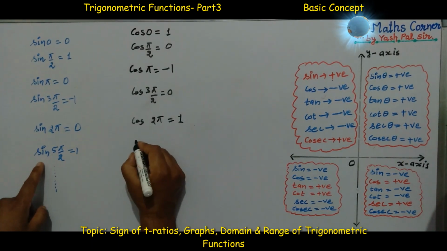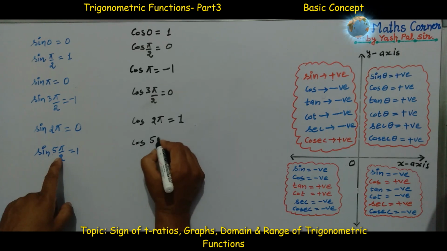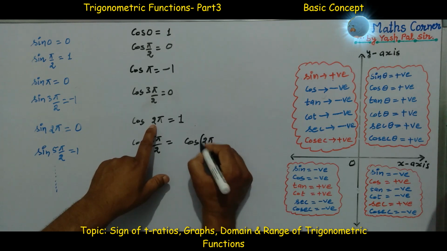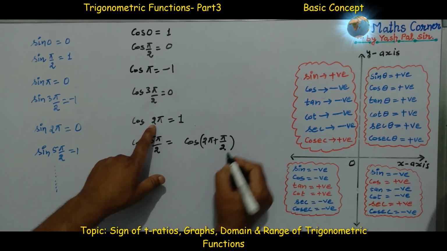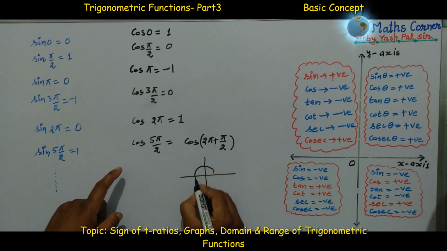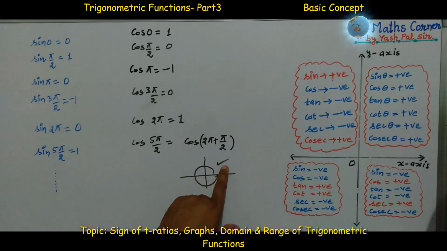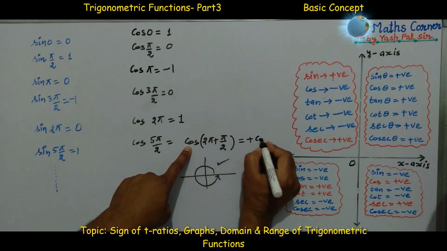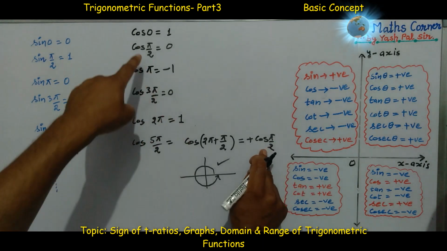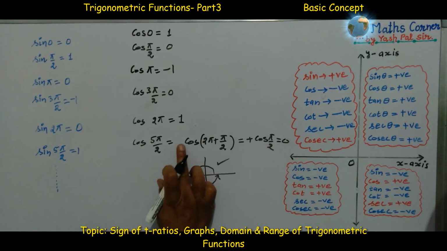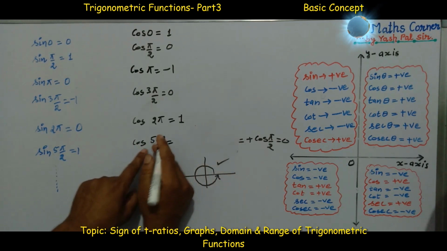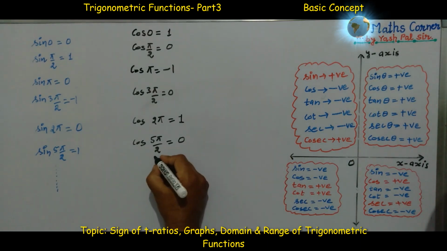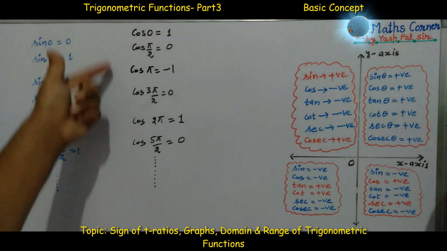Now if we are interested in finding the value of cos 5 pi by 2, this means cos of 2 pi plus pi by 2. 2 pi means one complete circle, plus something means the first quadrant. In the first quadrant all trigonometric ratios are positive, so this will remain cos pi by 2, and the value of cos pi by 2 is 0. So finally, the value of cos 5 pi by 2 is 0. Like this we can proceed and find other values of cosine also.